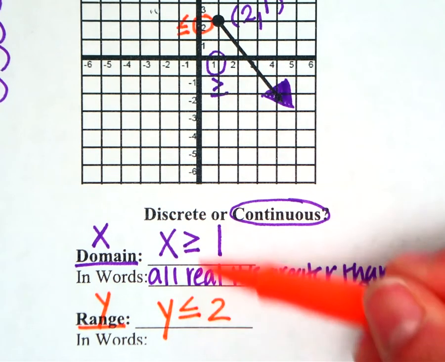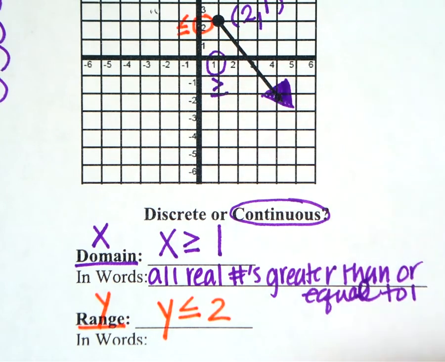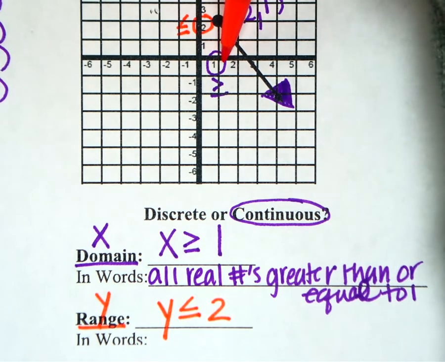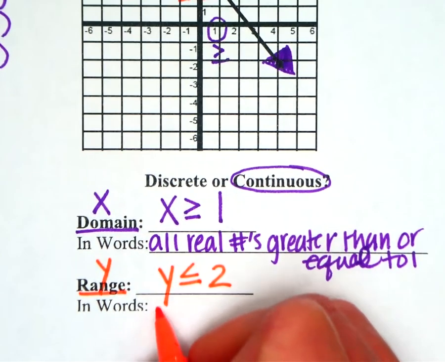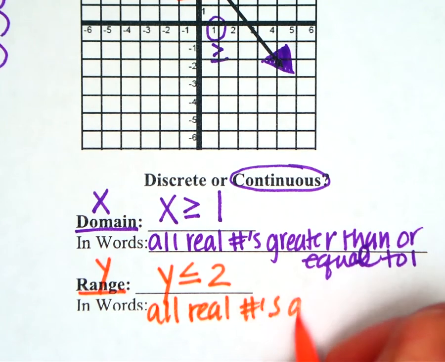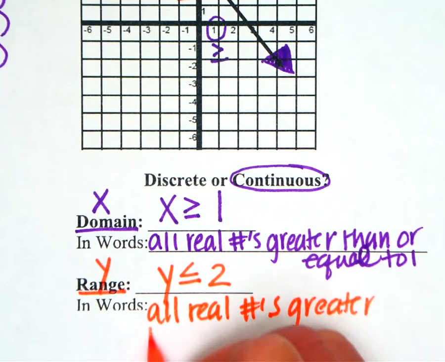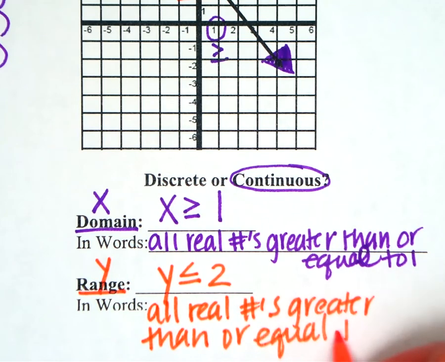So notice the symbols are different because Y values as you go down the graph are negative and they're less than. X values as you go to the right of your graph, they're positive, they're greater than. So here we're going to say all real numbers greater than or equal to 2.